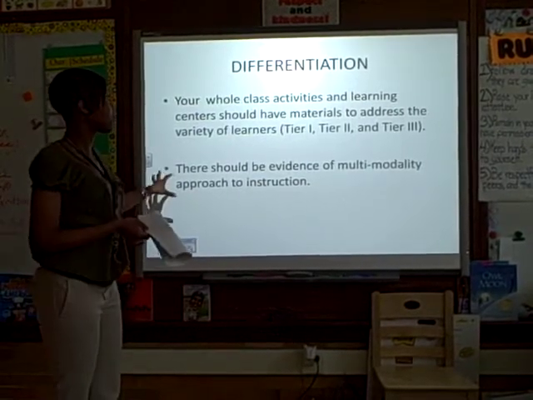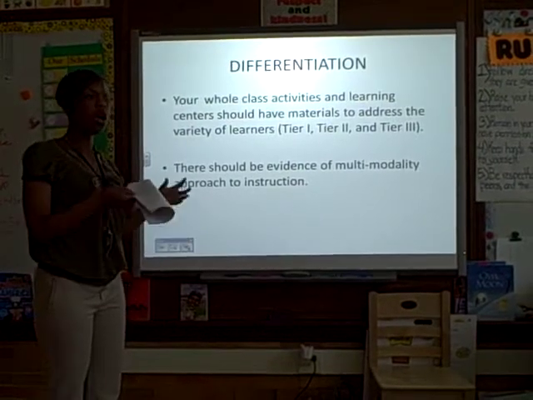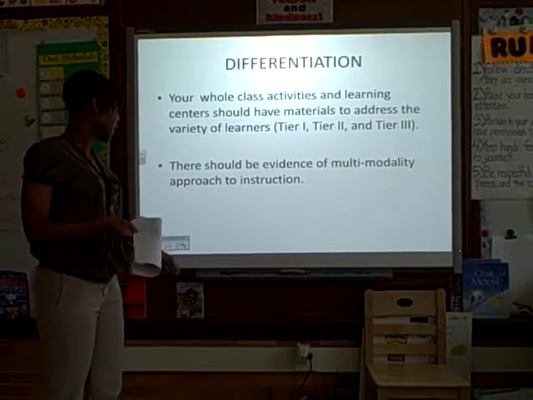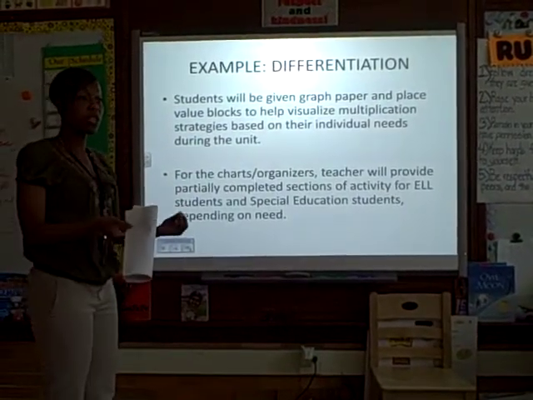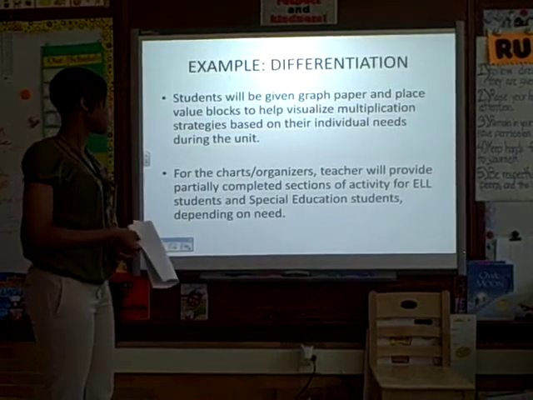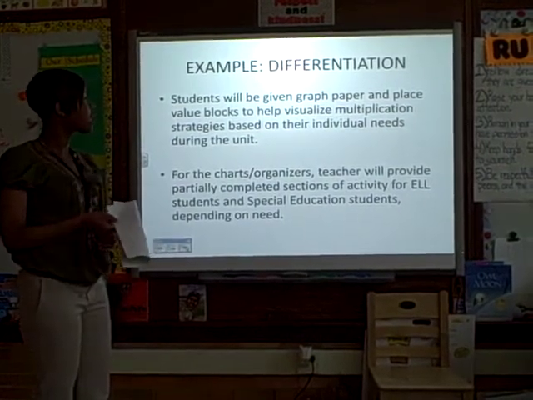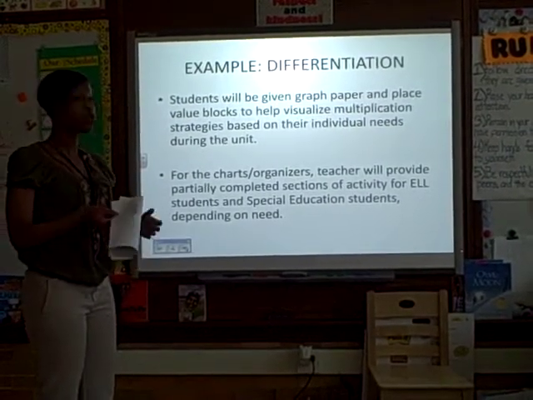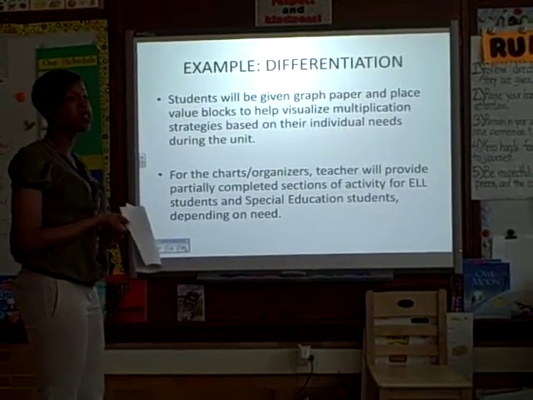Now, I'm going to touch upon differentiation very briefly now, but we'll have another session which will go more in depth on differentiation. I'm going to show you some examples of ways teachers have differentiated within their classroom or within their lesson plans. For example, one way to show your differentiation is students will be given graph paper and place value blocks to help visualize multiplication strategies based on their individual needs during the unit.